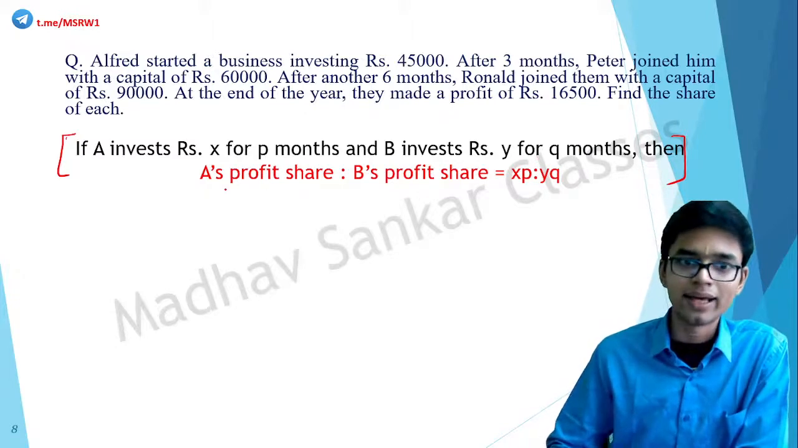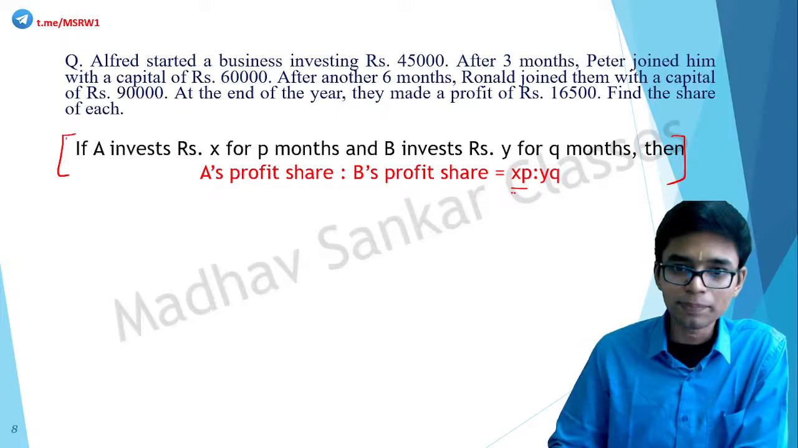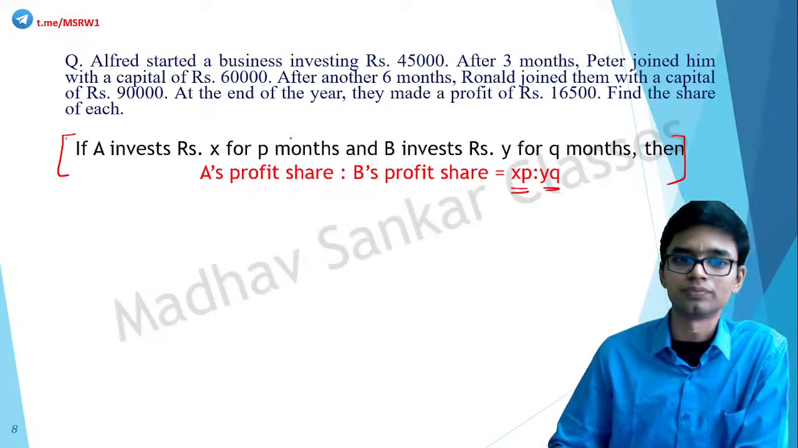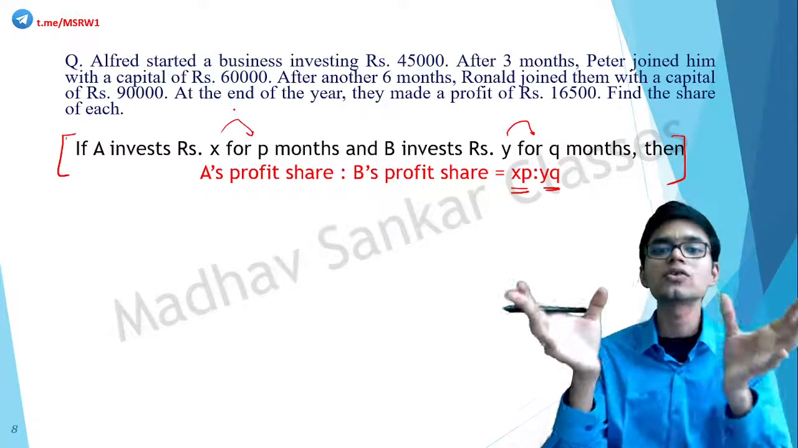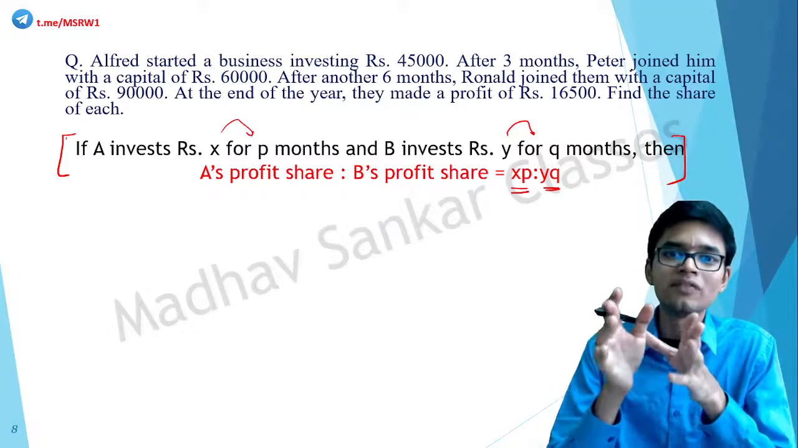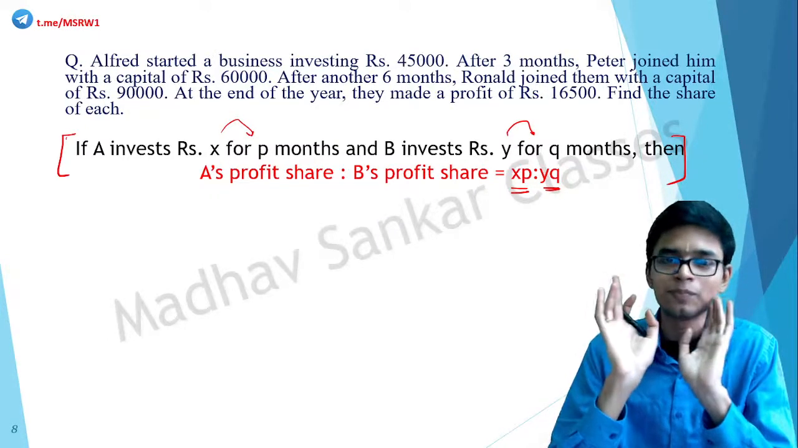All right, then A's profit share is to B's profit share will be XP is to YQ. Multiply the amount with month. So XP is to YQ. Why? Because time also has to be the same. I told you, we cannot use ratio unless the unit is the same.